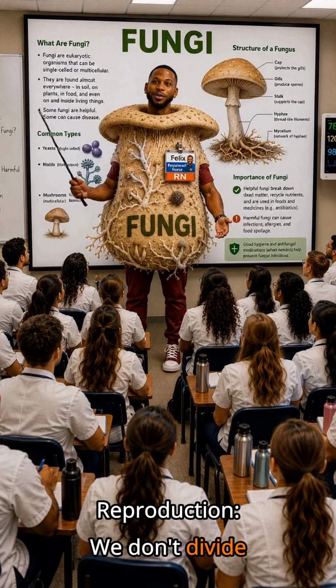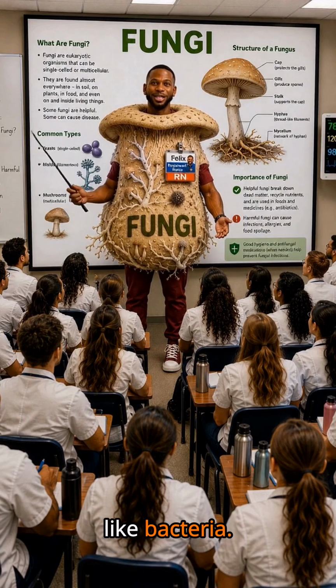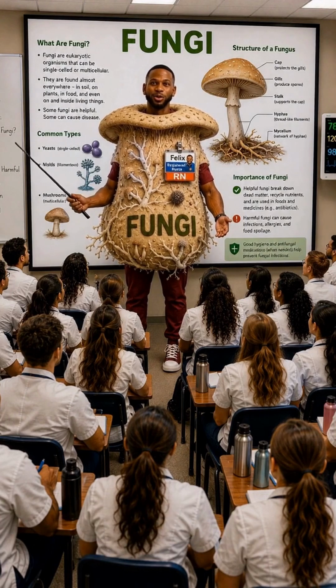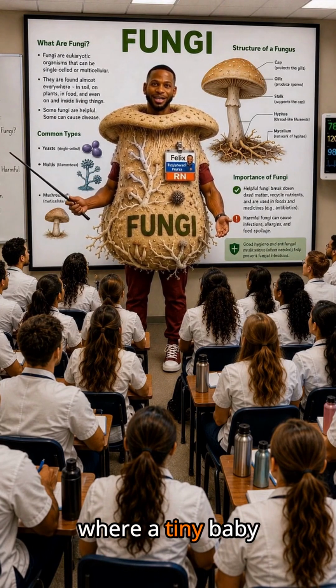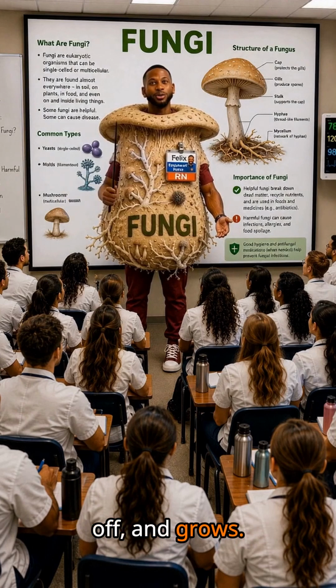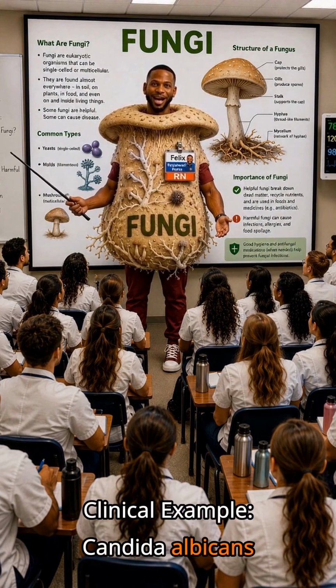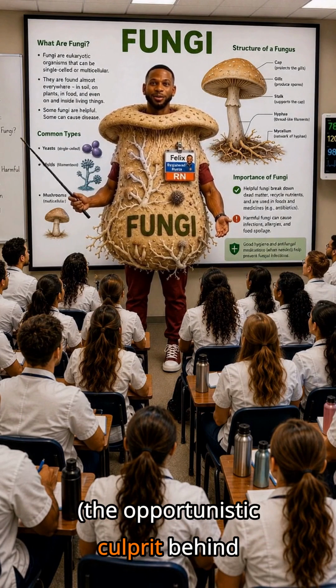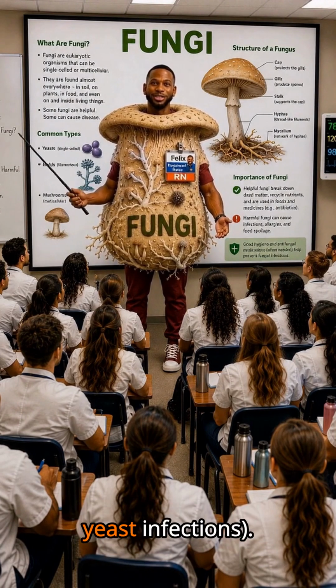Reproduction: we don't divide cleanly down the middle like bacteria. Instead, we reproduce through a process called budding, where a tiny baby cell swells out from the parent cell, pinches off, and grows. Clinical example: Candida albicans, the opportunistic culprit behind oral thrush and vaginal yeast infections.